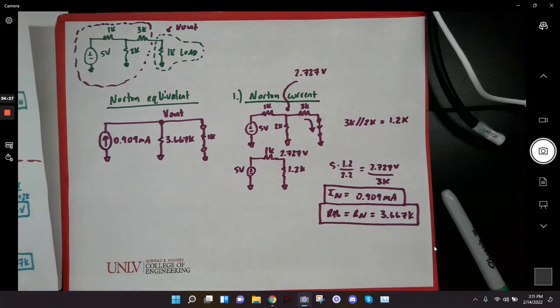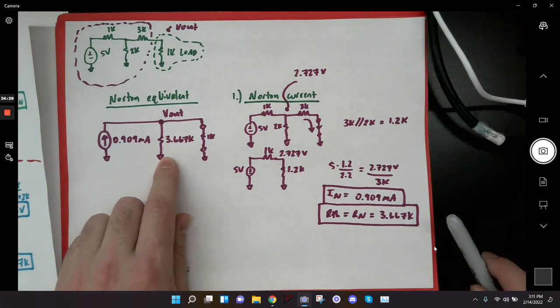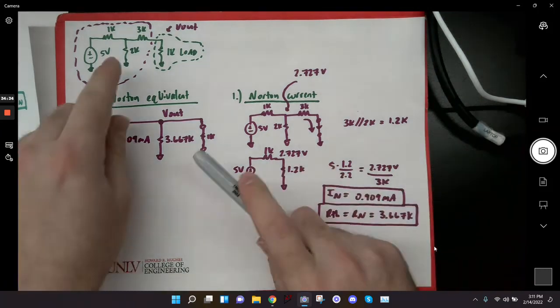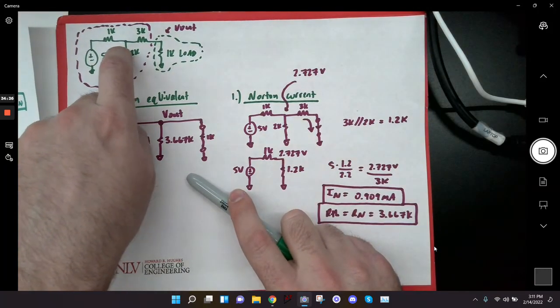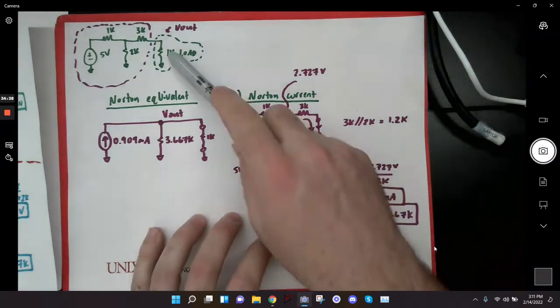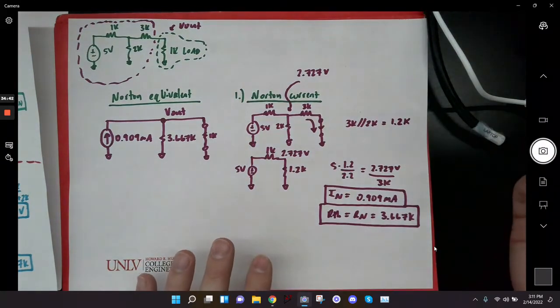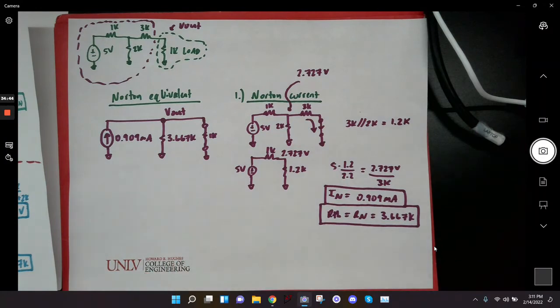So basically what I have now is this Norton equivalent, and I have the Thevenin equivalent. Both of those are equivalent circuits for this original circuit. And if I plug in the 1K load to any of those circuits, I should get the same value of V out, right? That's what's happening here.